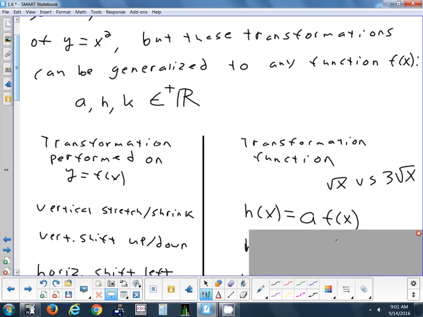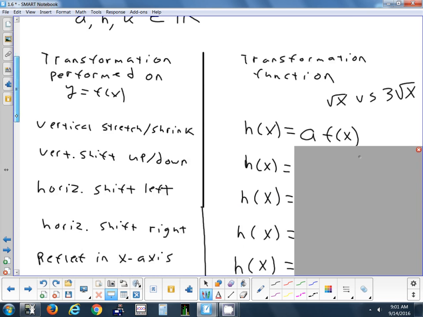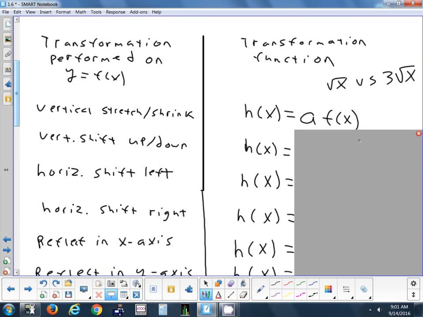How about when we shift a function up or down? How do you shift up or down? You don't multiply by a number in front. Anyone remember what we do for shifting up and down? Yep. You add or subtract a number outside the function. So we had an example yesterday like x squared plus 3. That's a vertical shift up 3.